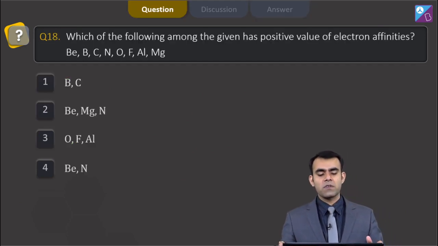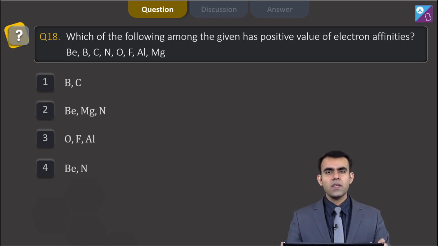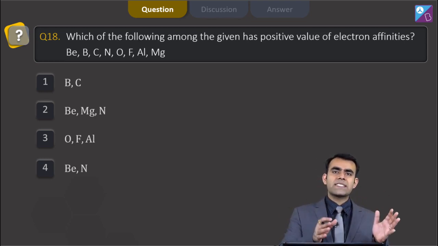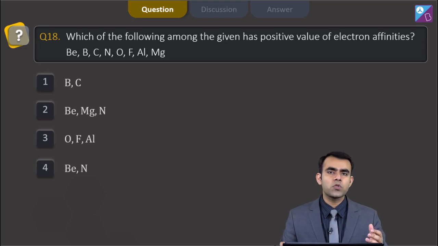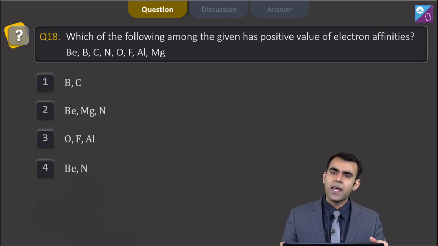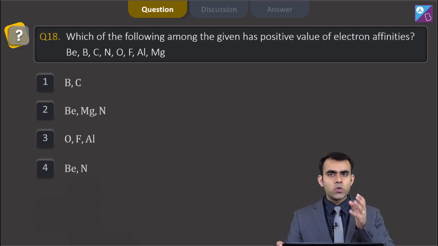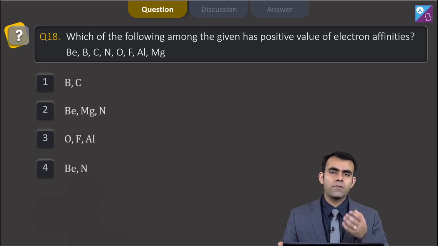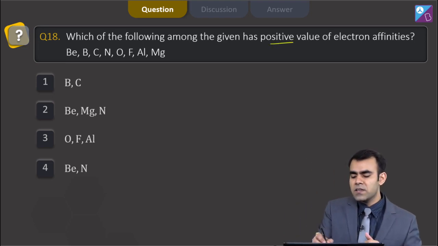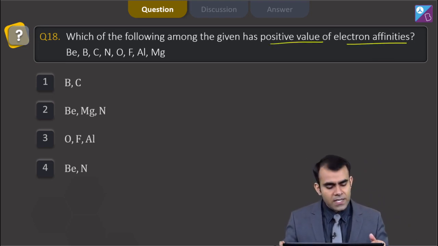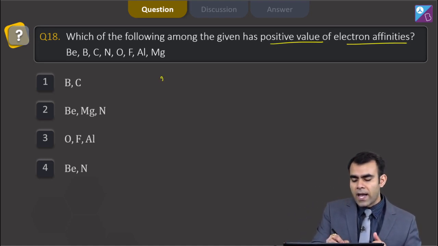Moving on to my next question, which of the following among the given has positive value of electron affinity? Now we all have studied electron gain enthalpy, that is the energy released when an electron is added to the outermost orbital of an isolated gaseous atom. Now electron affinity is basically negative of that quantity. It means those which release energy or for which we get a negative electron gain enthalpy will have a positive value of electron affinity.